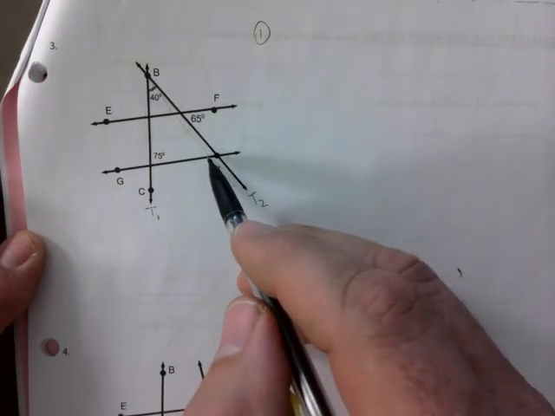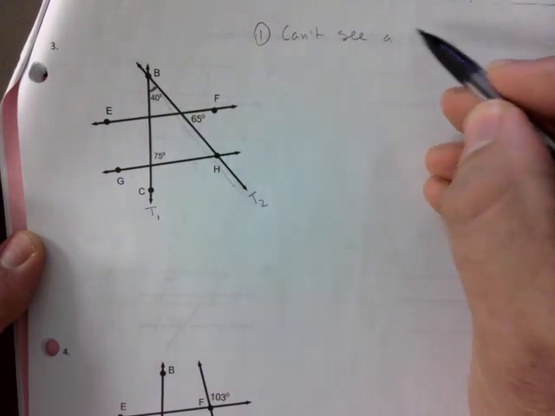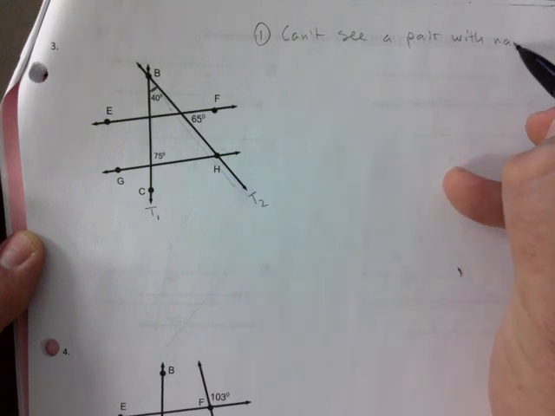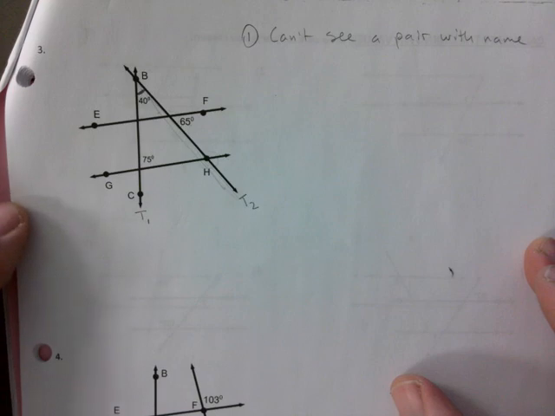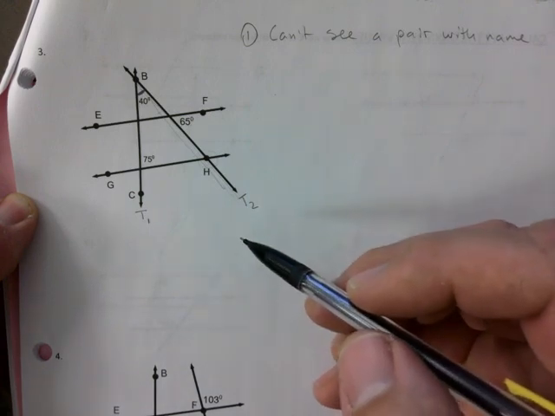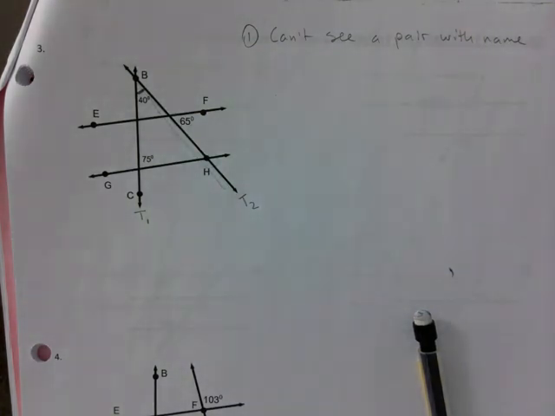Can you see a pair with a name? So I need to figure stuff out. Do you see a way to possibly get an angle in here somehow? Think of the sum of a triangle. Think of the sum of a quadrilateral. Think of any of those. Can you possibly get another angle in there somehow?